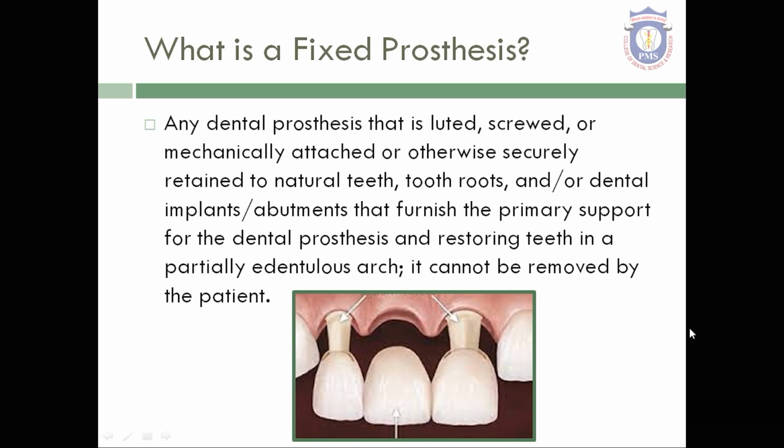What is a fixed prosthesis? It is any dental prosthesis that is luted, screwed or mechanically attached or otherwise securely retained to natural teeth, teeth roots or dental implants or dental abutments that furnish the primary support for the dental prosthesis and restoring teeth in a partially edentulous arch, and it cannot be removed by the patient.